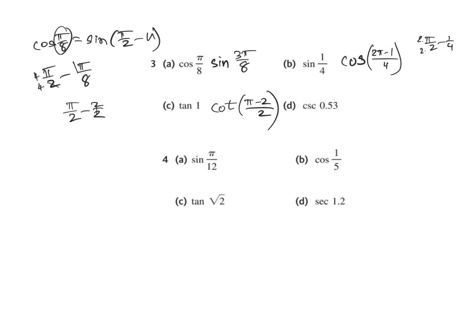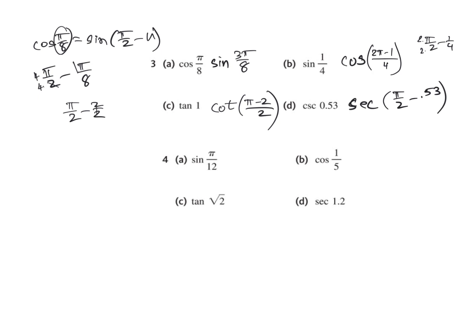Now the cosecant of 0.53, so you're going to say that's the secant of pi over 2 minus 0.53. Nothing you can do about it. They're just different entities, so they can't go together.